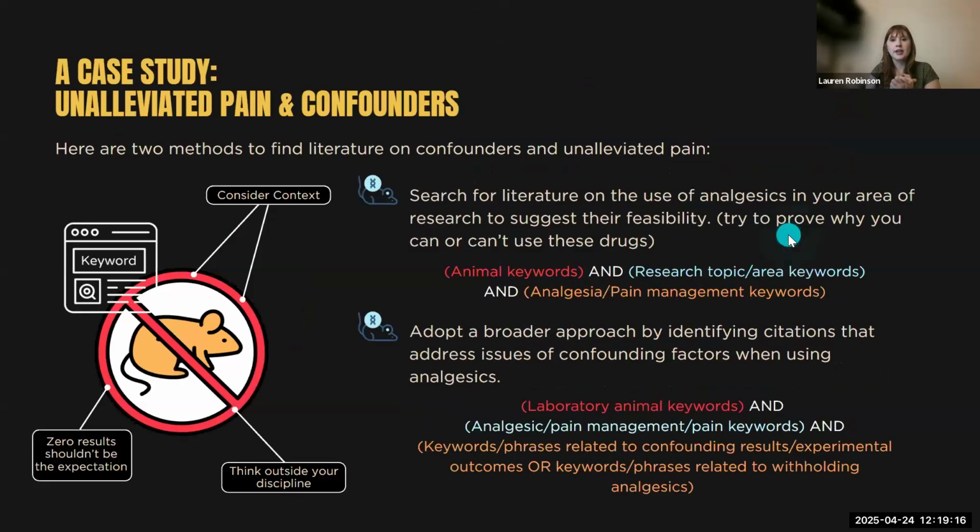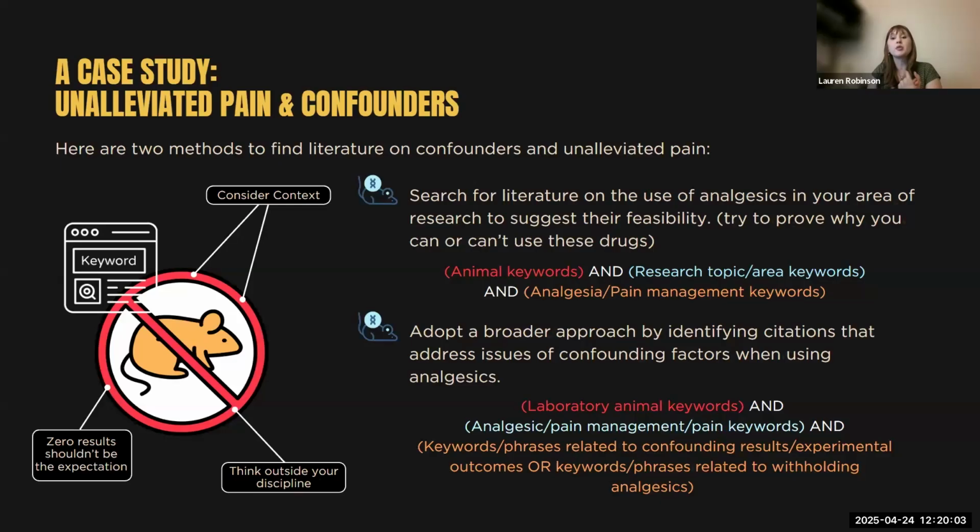So in this process, I developed this method. There are two methods to look at this type of literature. The first is to search the literature on the use of analgesics or pain management in your area of research, and to suggest their feasibility or why you can or cannot use that drug. You would use your animal keywords like mice or rats, your area of research, which in that example was TBI, and then all the different terms for analgesia and pain. I'm going to show you what this looks like on the guide in a second. I have some search examples.